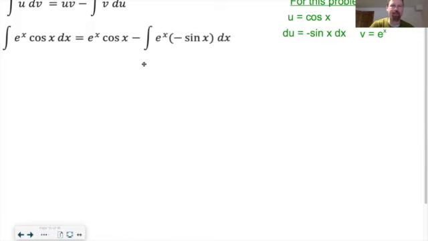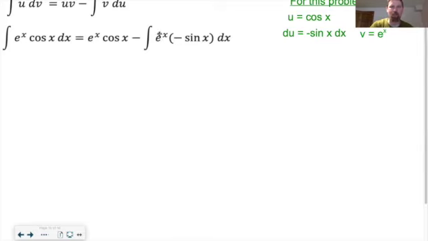Let's double check it. So this was my u dv, cosine of x. There's my dv, e to the x dx. That equals u times v, cosine of x e to the x, right there, minus the integral of v du, so minus the integral of v, e to the x, times du, which is negative sine of x dx. There it is right there.